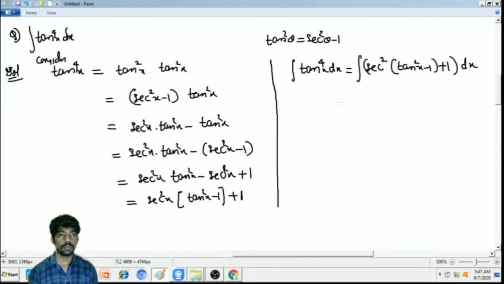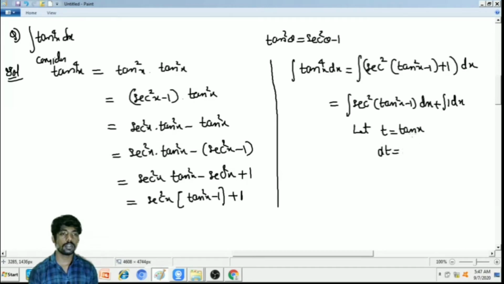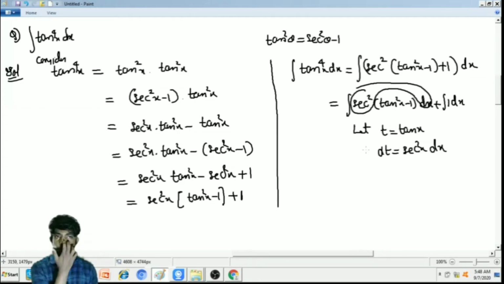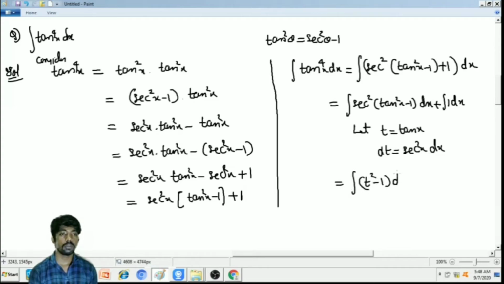So if I integrate that, integration of secant square x into tan square x minus 1 dx plus integration of 1 dx. Let us assume t is equal to tan x. Now differentiate, dt is equal to secant square x dx. That means in the place of secant square x dx, I can substitute dt. So I am substituting here dt, integration of t square minus 1 into dt plus integration 1 dx.